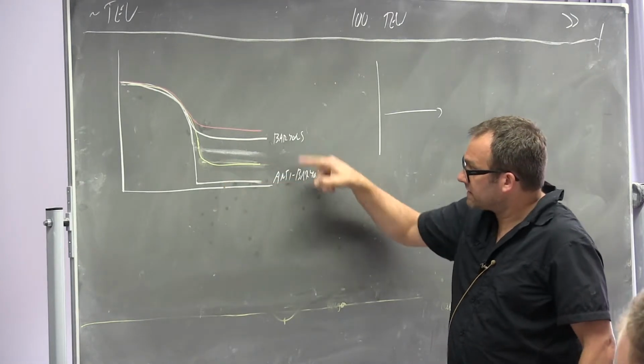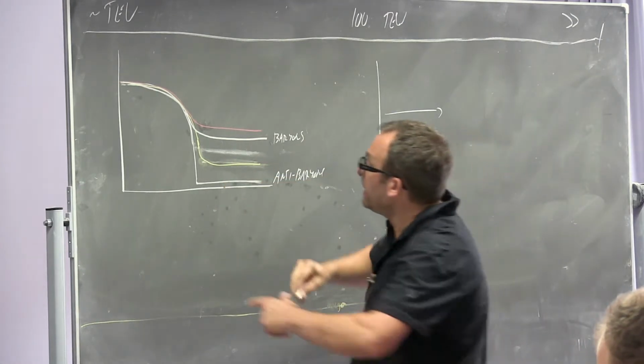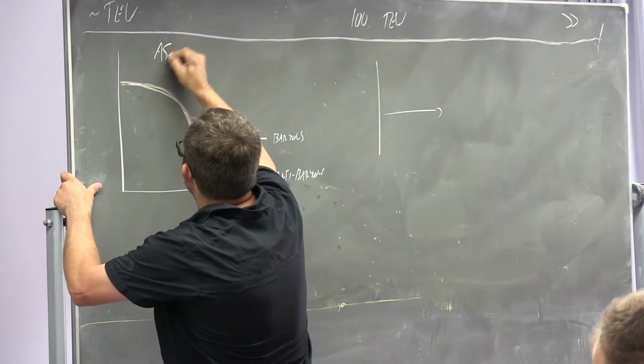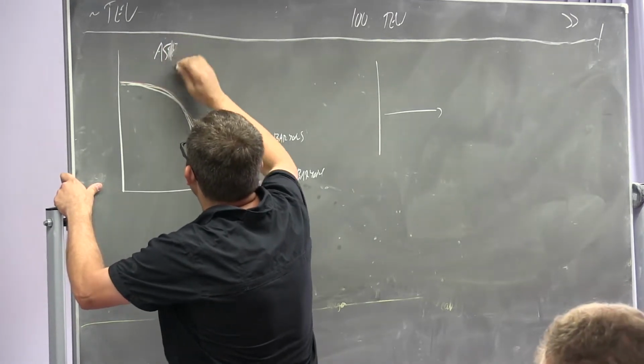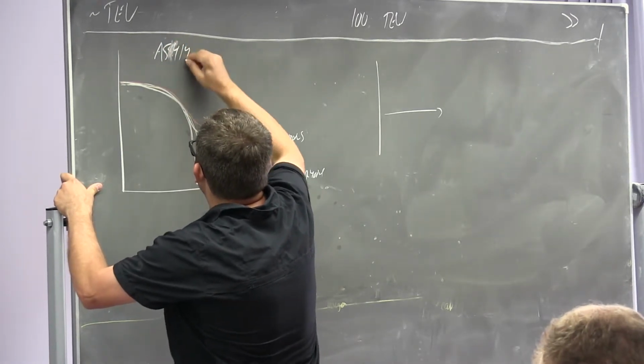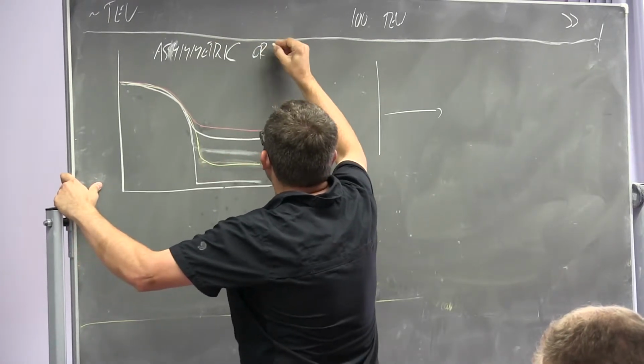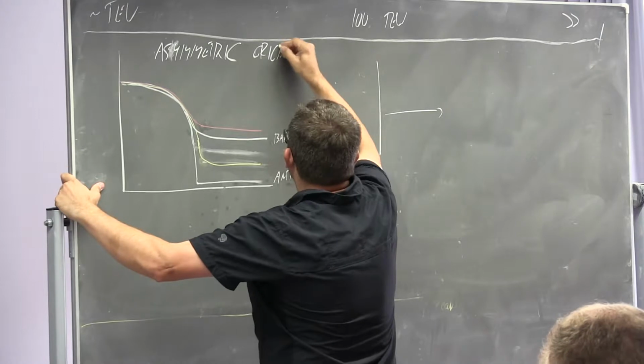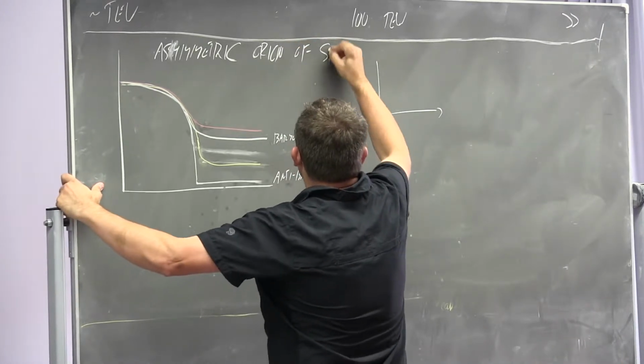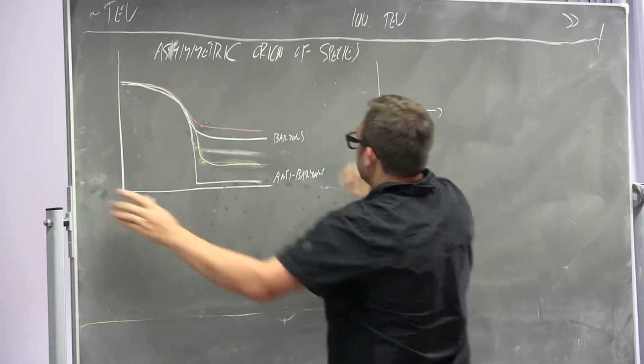So this is asymmetric, A-S-Y, origin of a species, specifically baryons.